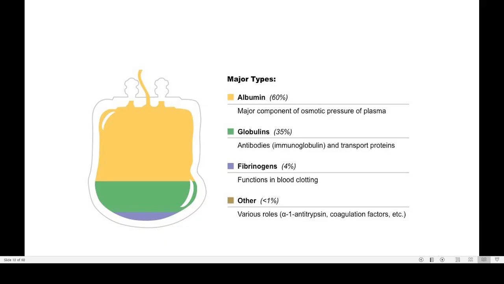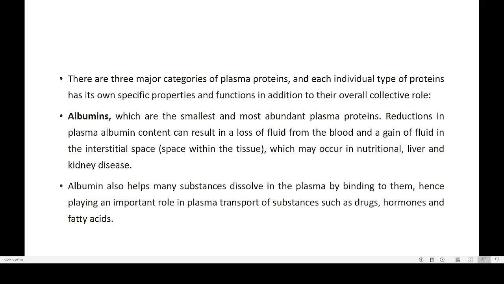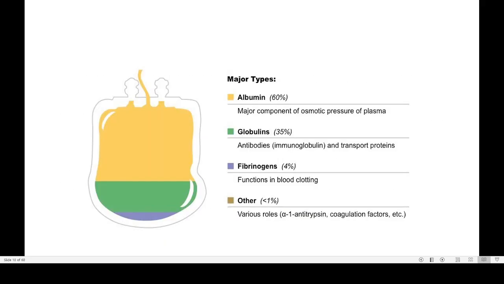Coming to the function of globulin, they are mainly producing the antibodies or immunoglobulins and also act as transport proteins. And fibrinogen is concerned with the production of fibrin. Their function is helping in blood clotting. So this is an idea regarding the major types of plasma protein: albumin, globulin, fibrinogen and other proteins. This way plasma proteins play a very important role in controlling the osmotic pressure, immune function, etc. of the blood.